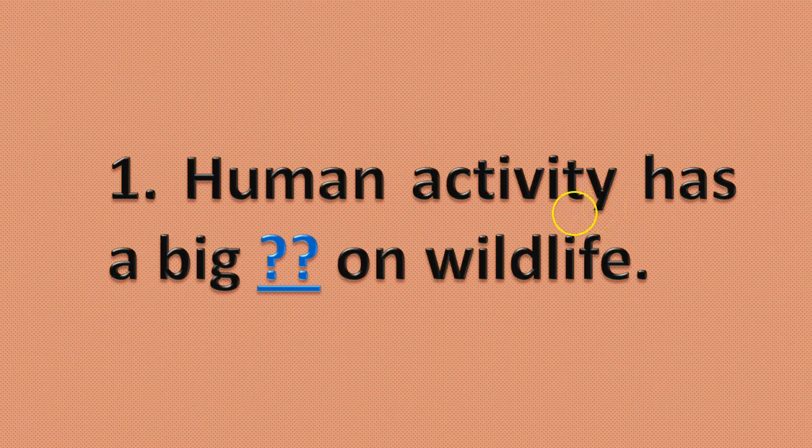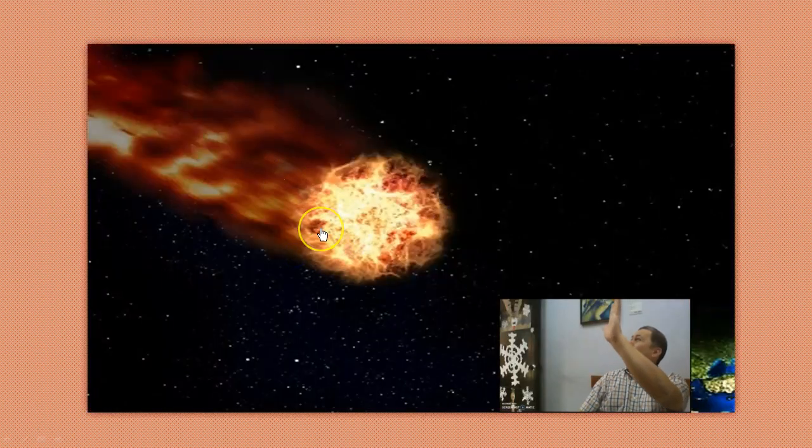Yes. So the idea is for students to read the sentence. At the beginning, "human activity has a big..." and then I click on these two question marks to go to the picture, so students can guess the word by looking at the picture. So on wildlife, I click on the question marks, and I go to this one.